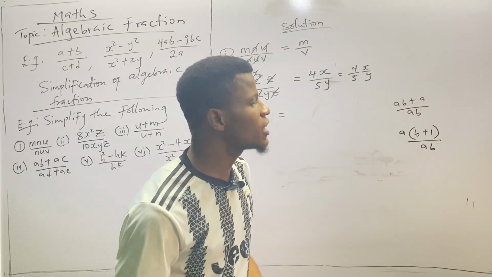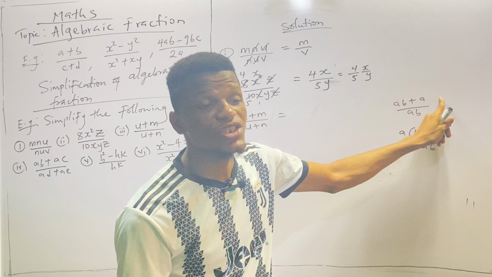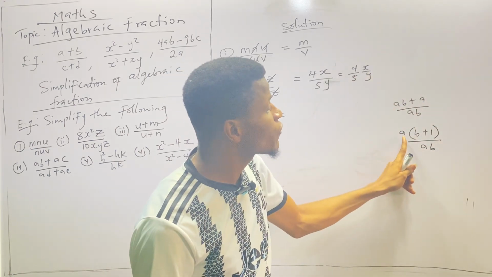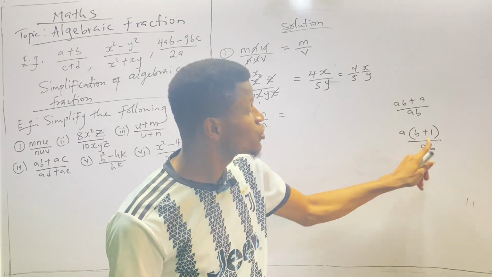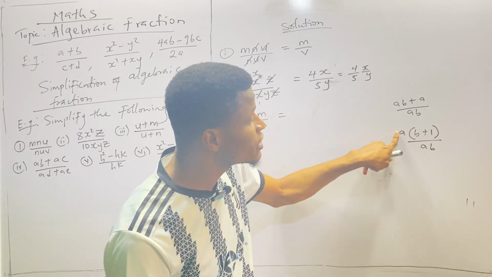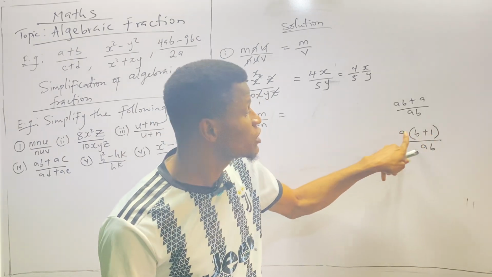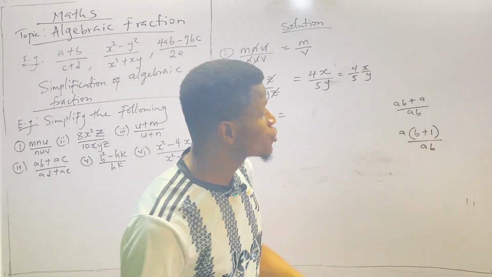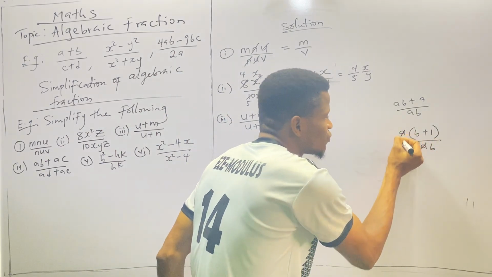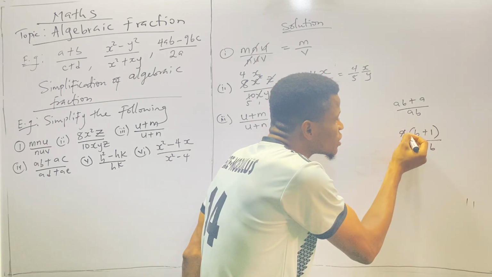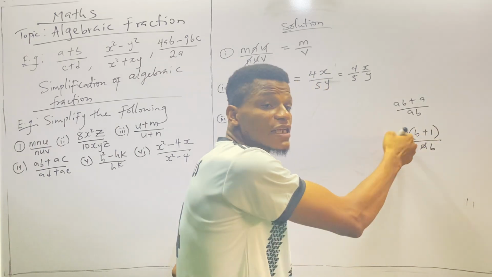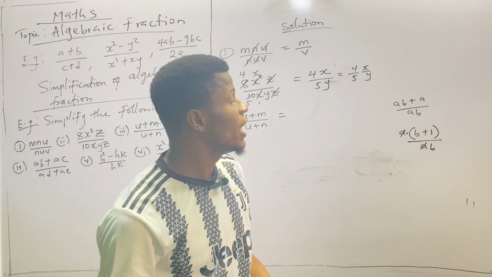So you can now see that the common factor, which is A at the numerator, is now in the form of multiplication to the remaining term, which is B plus 1. So there is an existence of multiplication between the common factor and the remaining term. So as a result, you can cancel. Not necessarily because of the addition sign, but because there is a multiplication between the factor being factored out and the remaining term.